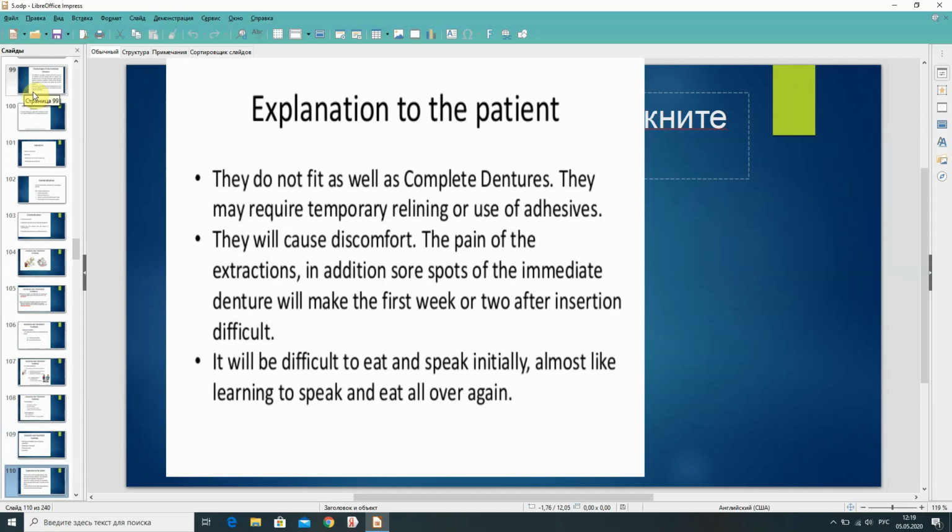Explanation to the patient. They don't fit as well as complete dentures. They may require temporary cleaning or use of adhesives. They will cause discomfort. The pain of the extractions, in addition to sore spots from the immediate denture, will make the first week or two after insertion difficult. It will be difficult to eat and speak initially, almost like learning to speak and eat all over again.